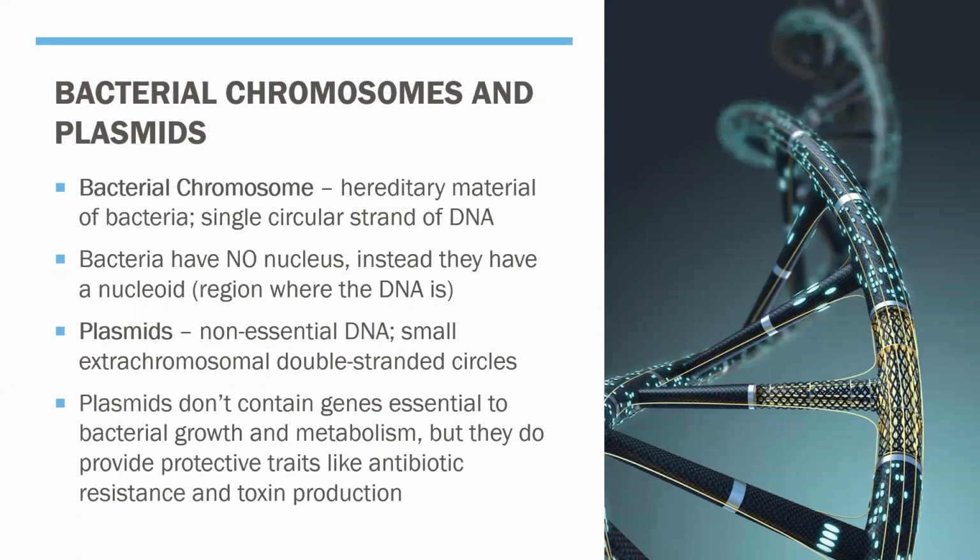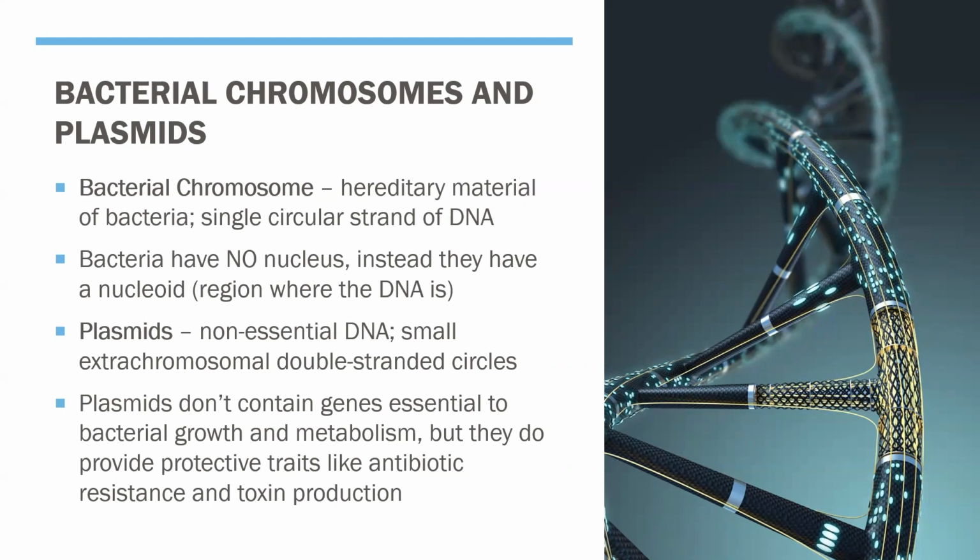Another key internal structure found in bacteria is their chromosomes and plasmids, basically their genetic material. The bacterial chromosome is its hereditary material. So it's the part that's inherited from the parent cell to its daughter cells. And it is a circular strand of DNA. Typically, when I think of a chromosome, I think of the little X's that we line up with a karyotype for humans. While it's still the same basis, the structure looks a little bit different. So in bacteria, it's going to be a circle rather than a linear chromosome.